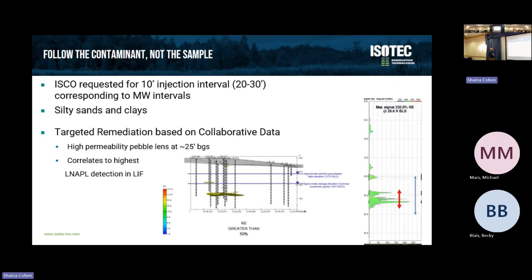I said, okay, we can definitely do that. But is there any other information? Do you have boring logs? Have you done any high resolution characterization? They said, yeah, we did a laser induced fluorescence.